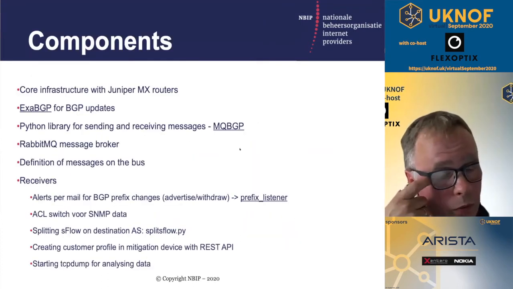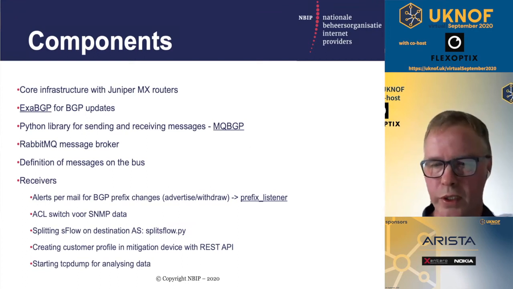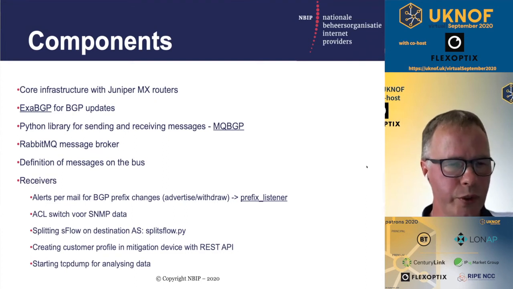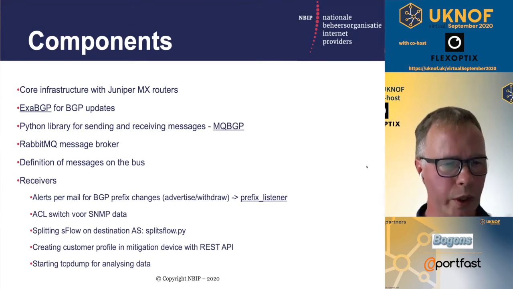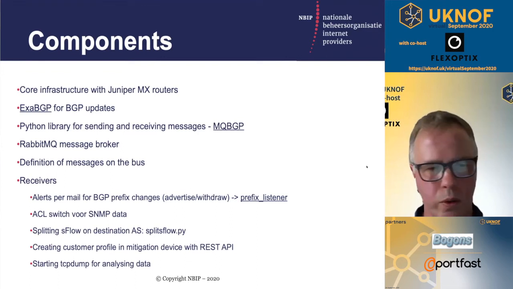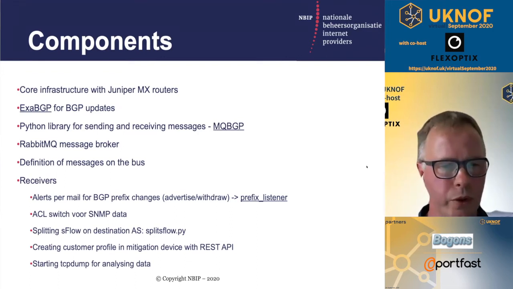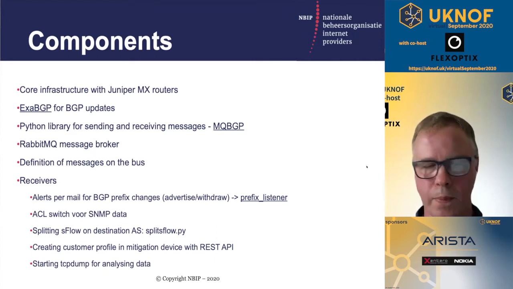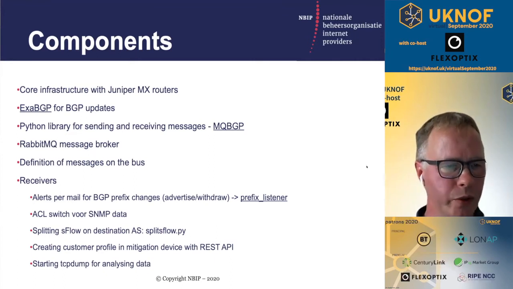Well, and for now, we have the components in the infrastructure we use. We use MX routers for the traffic, and the exabgp is on the server connected to one of the core routers, and it's receiving the BGP updates. And the glue of it all is the Mqbgp library. That's something we wrote ourselves. It's not very big or very fancy, but it's gluing it all together.